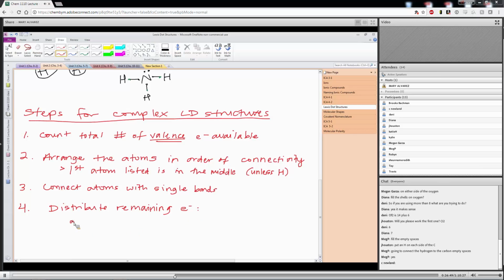Distribute remaining electrons in the following order. Step 1, we're going to fill the shells for every exterior atom. Exterior atoms first. So add electrons to each exterior atom. You should have enough to fill all of those. To fill, that's 8 for almost everything, or 2 if it's hydrogen. That's the full shell. And then if you have any remaining electrons after that, and you won't always, but sometimes you will, if you have any remaining electrons after you've already filled the exterior shells, then we can add any remaining electrons to the central atom.